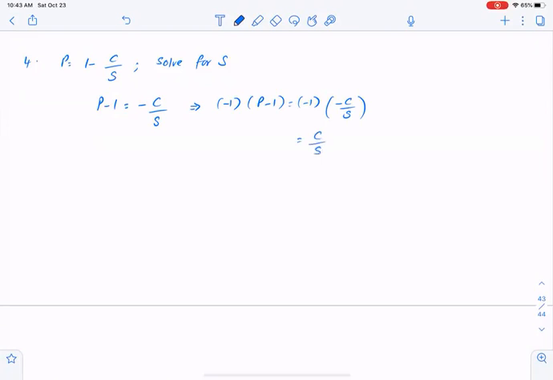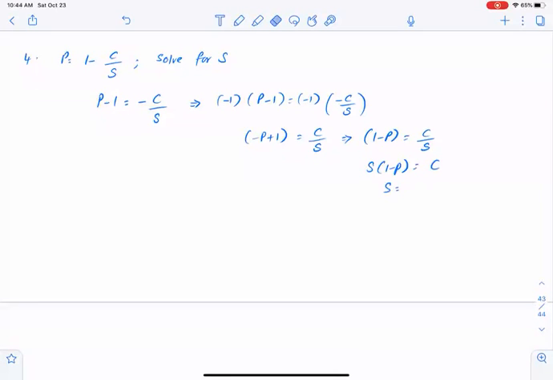The right-hand side would become C over S. The left-hand side, if I distribute, I'll get minus P plus 1. Minus P plus 1 is simply 1 minus P. That would equal C over S. So if I cross multiply, or flip and multiply, I would get S times 1 minus P equals C. I divide by 1 minus P.